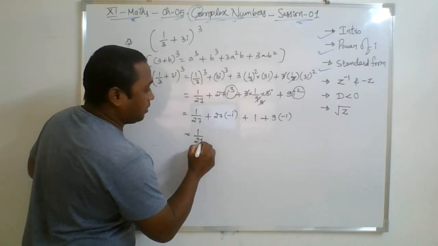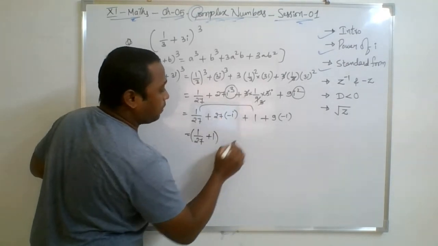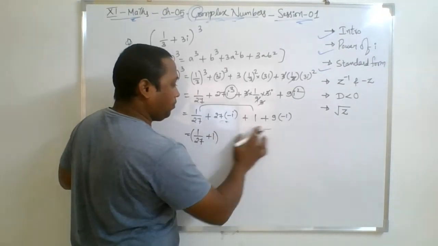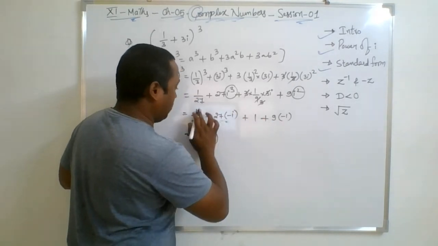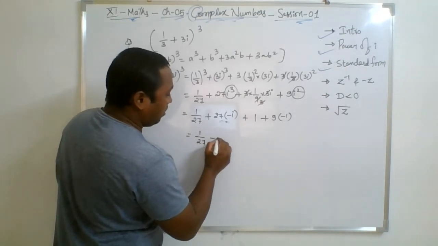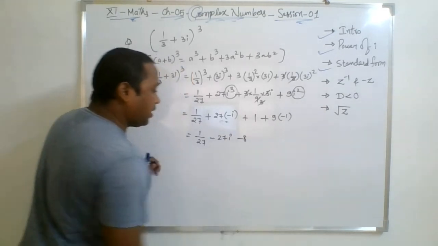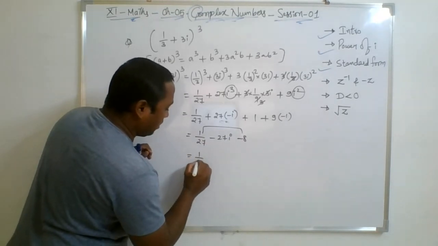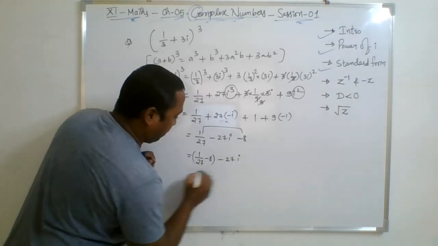So 1/27 + 1, I am just grouping the real parts and the imaginary part. Minus 1 into 9 is minus 9. It is also a real number. Just a minute. So 1/27 minus 27i minus 9 + 1 is minus 8. Now just group the real numbers: 1/27 minus 8 minus 27i.